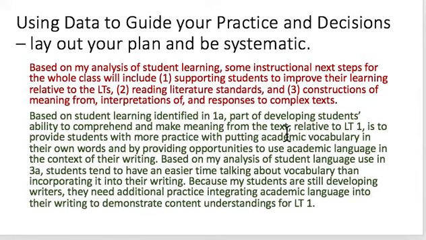Based on student learning identified in 1A, part of developing students' ability to comprehend and make meaning from text relative to learning target 1 is to provide students with more practice with putting academic vocabulary in their own words. Again, remember we had that weakness where kids were having a problem putting it in their own words. And by providing opportunities to use academic language in the context of their writing. Based on my analysis of student language use in 3A, students tend to have an easier time talking about vocabulary and incorporating it into their writing. Because my students are still developing writers, they need additional practice integrating academic language into their writing to demonstrate content understanding of learning target 1.